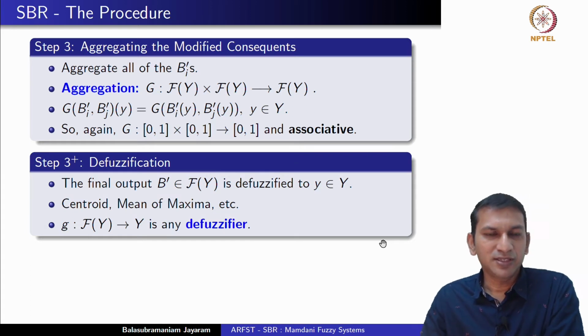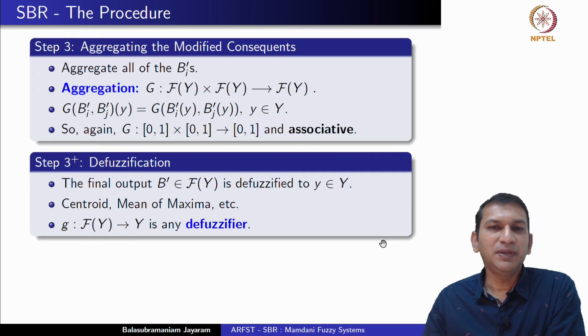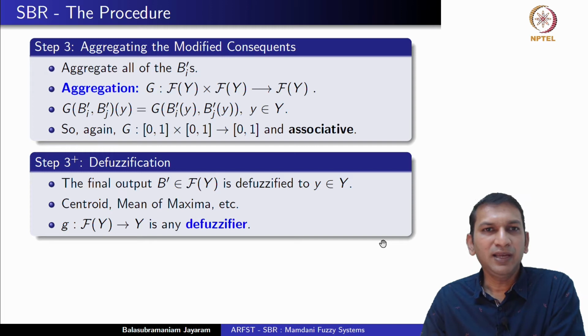Finally, there is also another step. You could defuzzify this. That means the obtained output set is a fuzzy set B dash on Y. Now, we would typically need a value in the domain of Y. So, we apply a defuzzifier and get a value y in the domain Y. Some of the defuzzifiers are the centroid, mean of maxima and so on. We will see these in a little more detail visually when we implement using Matlab.